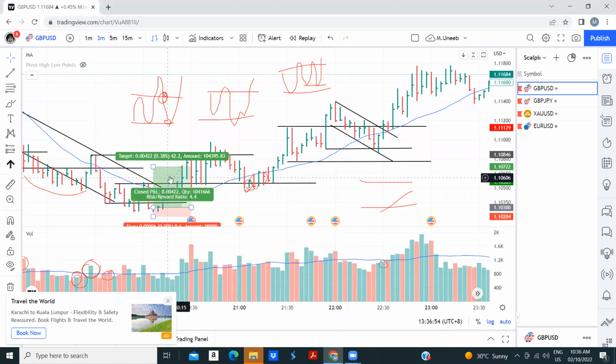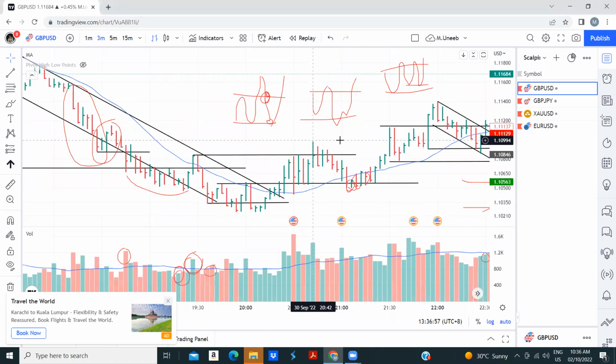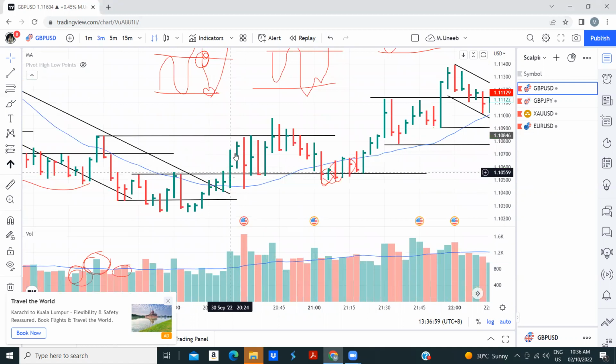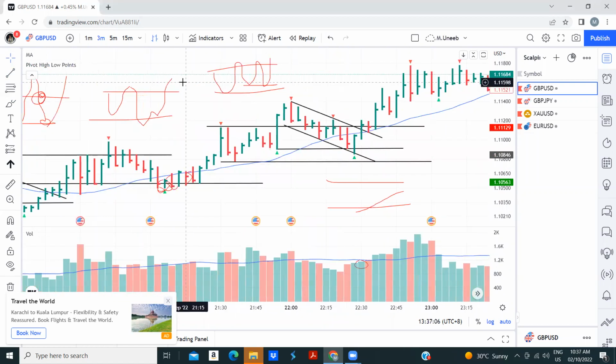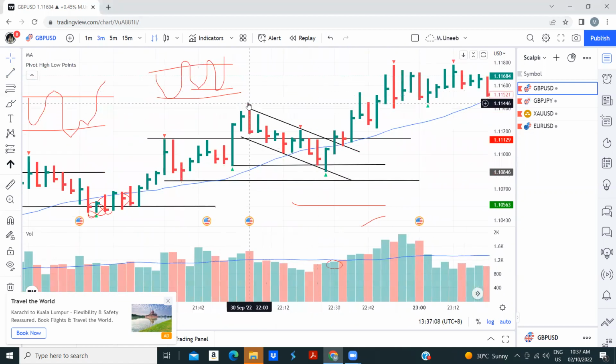Try to understand this way. I'll give you a very easy technique. When you see a JAC, for example, you mark the high pivot, just open the pivot points here. Now, if you open the pivot point here, we saw this here.